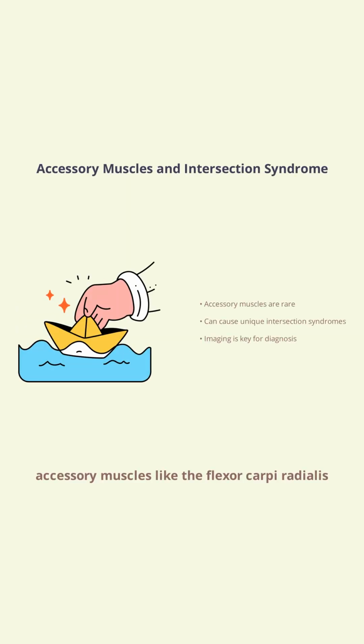Rarely, accessory muscles like the flexor carpi radialis brevis can be present in the wrist. These can cause atypical intersection syndromes, where the accessory muscle crosses and irritates other tendons. Imaging is essential for identifying these rare variants, which may require different treatment approaches compared to more common tendon disorders.